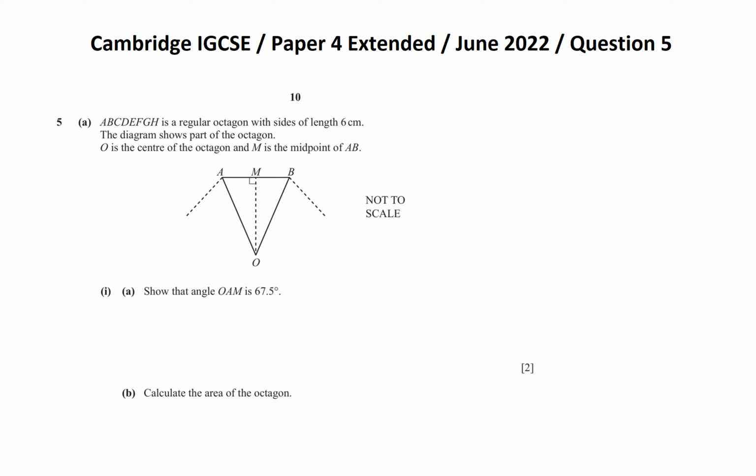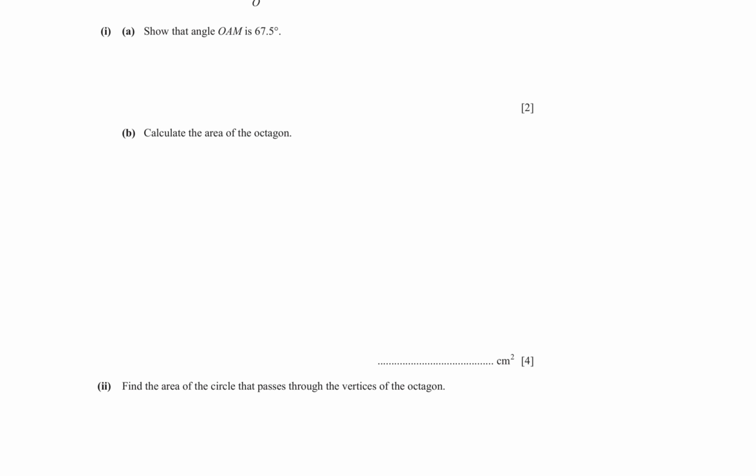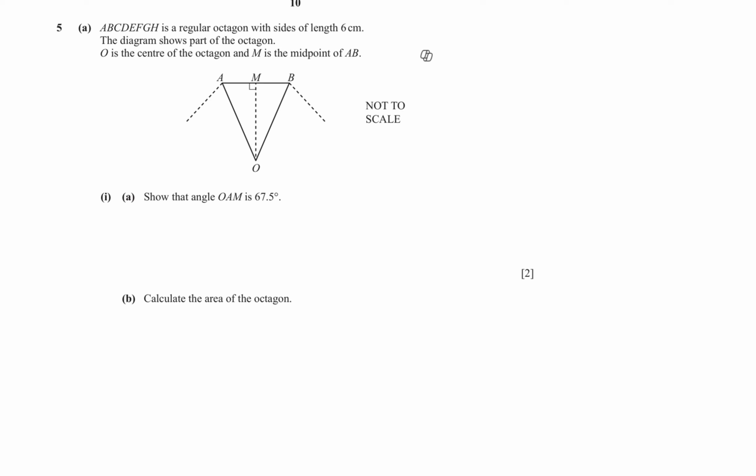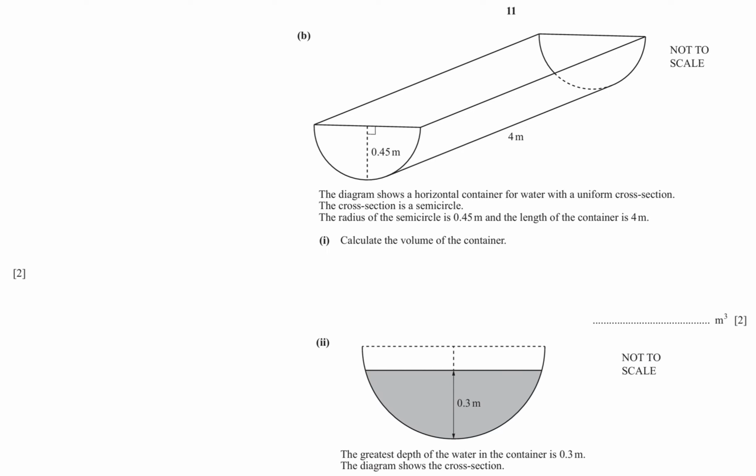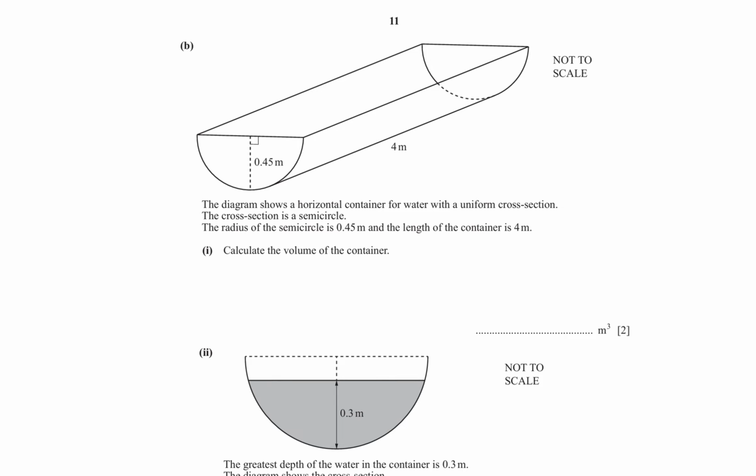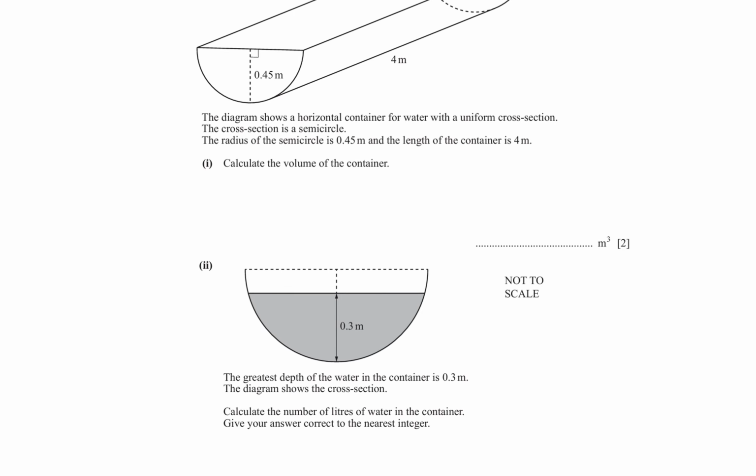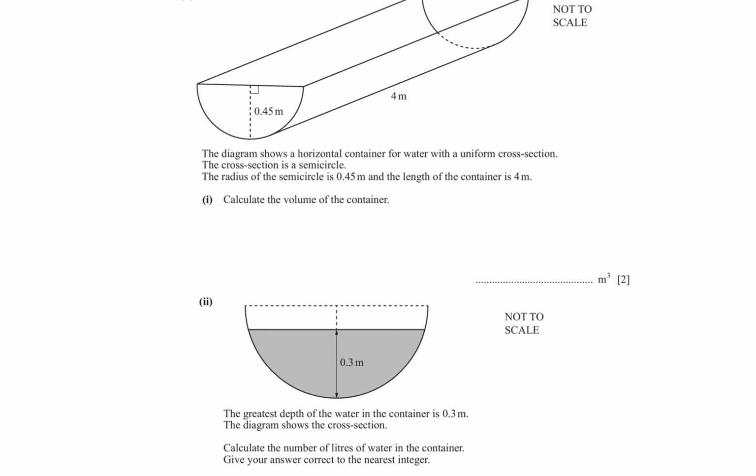So this question is taken from the IGCSE paper. It's question number 5 in the extended paper 4. Quite a few bits to this question here. You have 5A, 1, 2, and then we have 5B, which also has 2 questions. We need to find the volume of the container and the liquid in the container.